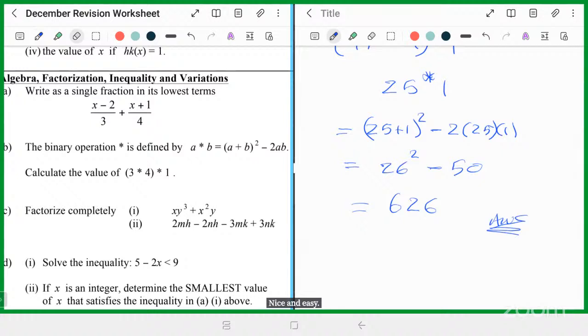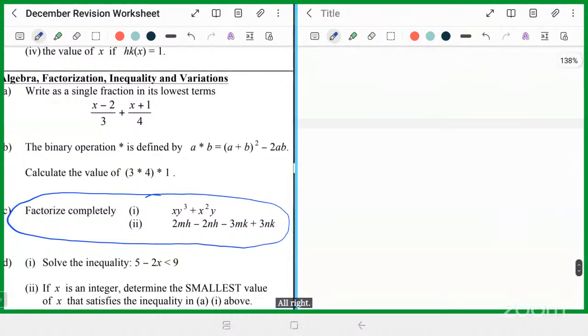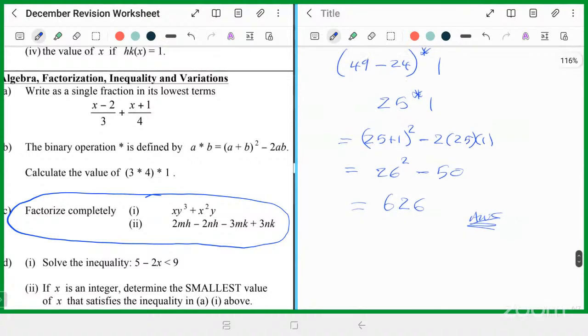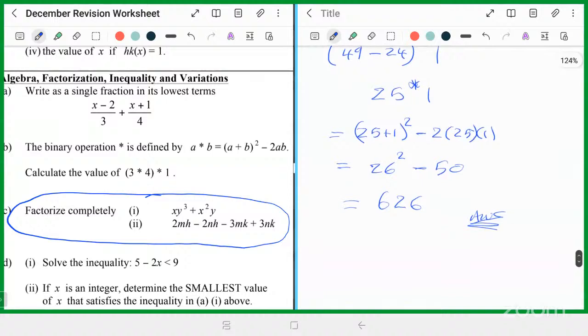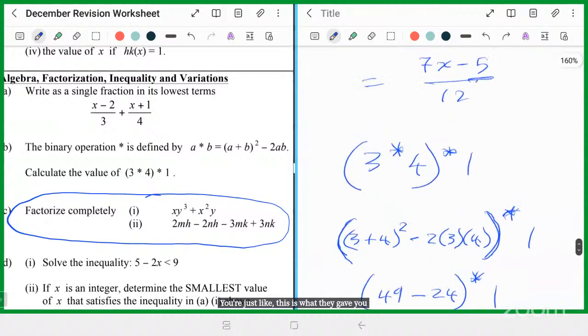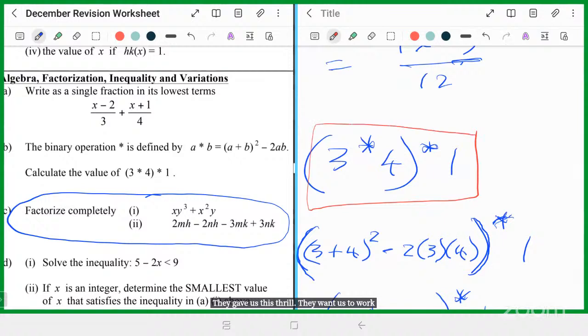All right. Now we'll come to this factorization. That's what we're doing next, a factorization. So the first thing, you have to work out what the star does, now you have to do the second star. This is what they gave us to do. They want us to work out the final value of this.